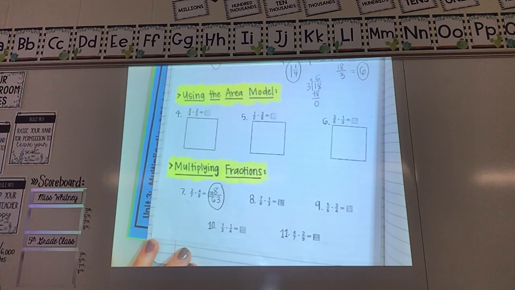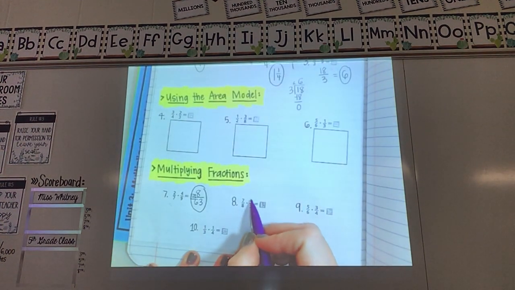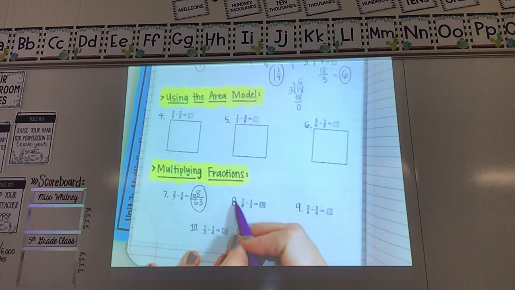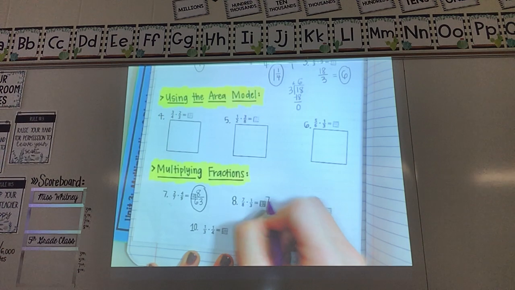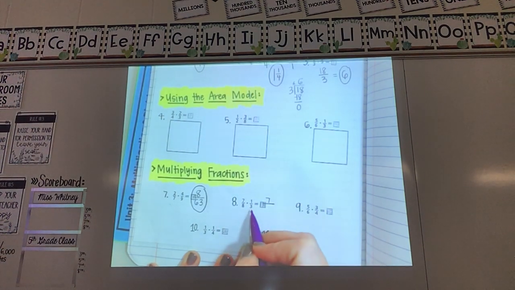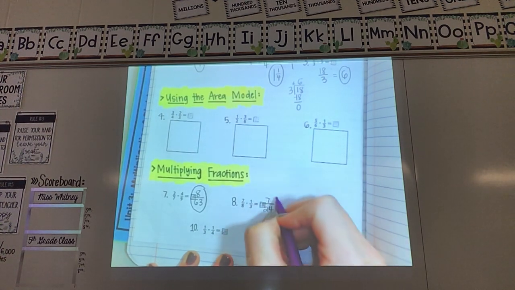Okay, let's try another one. Number 8 here. I have 7/8 times 1/3. So times across the top, what would that give me? A 7. Times across the bottom, what would that give me? A 24. So 7/24.